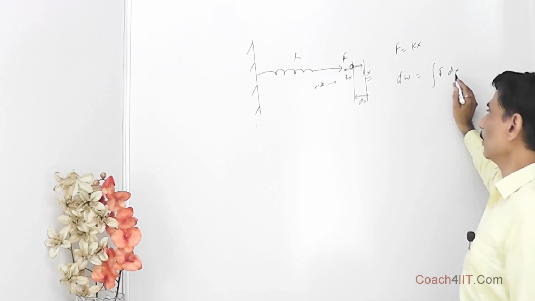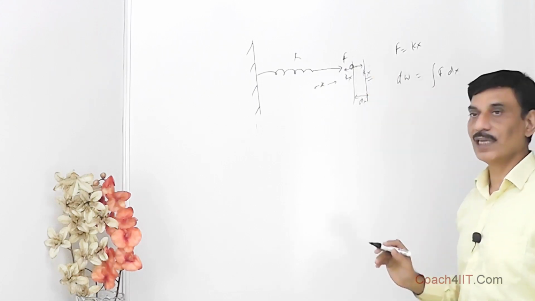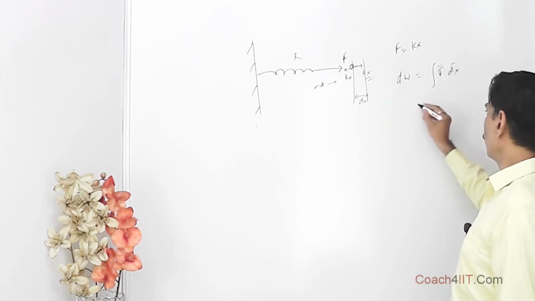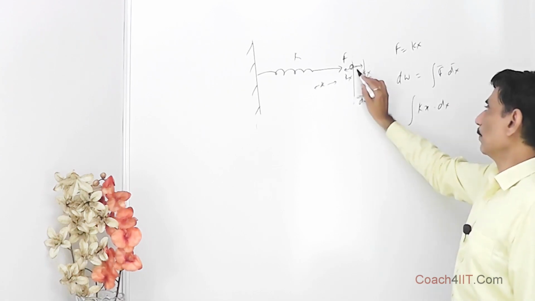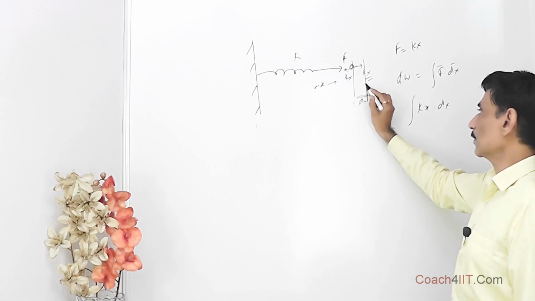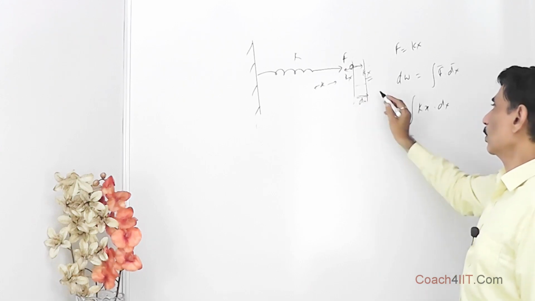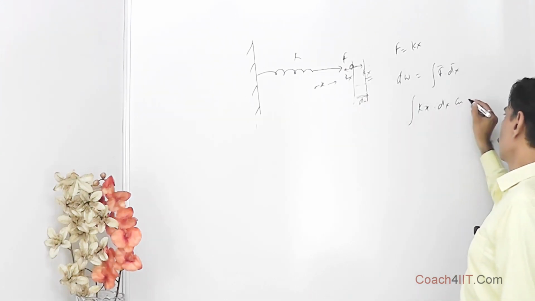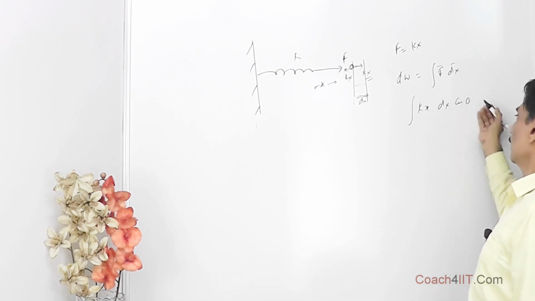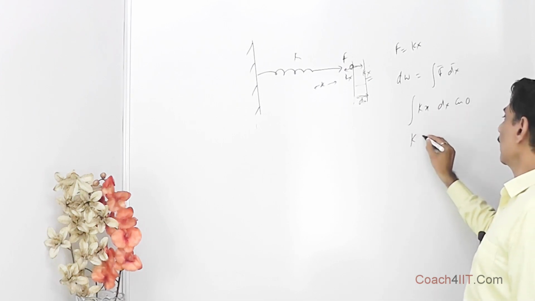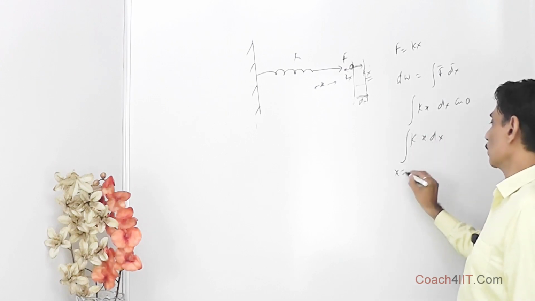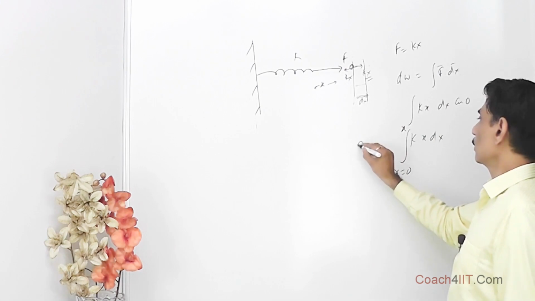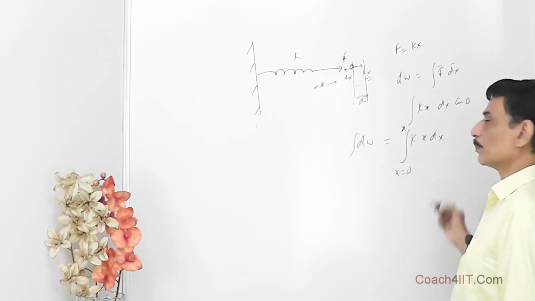For this small element of dx, the force almost remains the same. What is the force? The force is K into x, dot dx. Now we are applying force in this direction, and the dx displacement is also in this direction. So the work is F s cos 0. Cos 0 is equal to 1. So it becomes Kx dx. Let's say we take the limits when x has gone from 0 to x. So this dW integral is going to be this much.